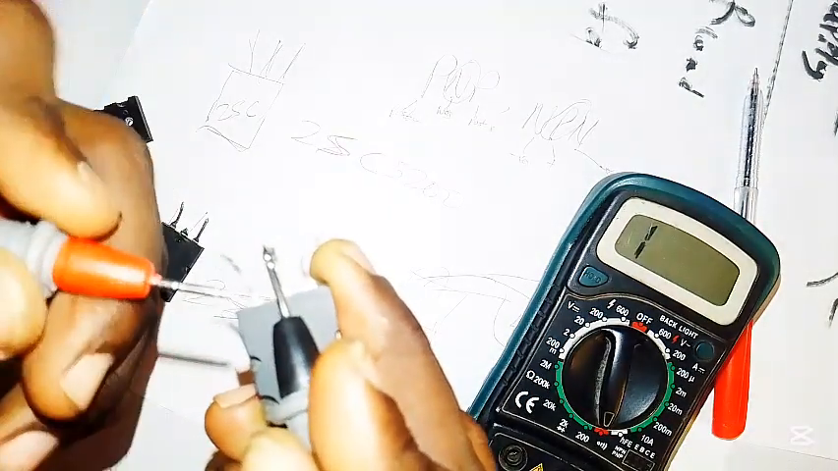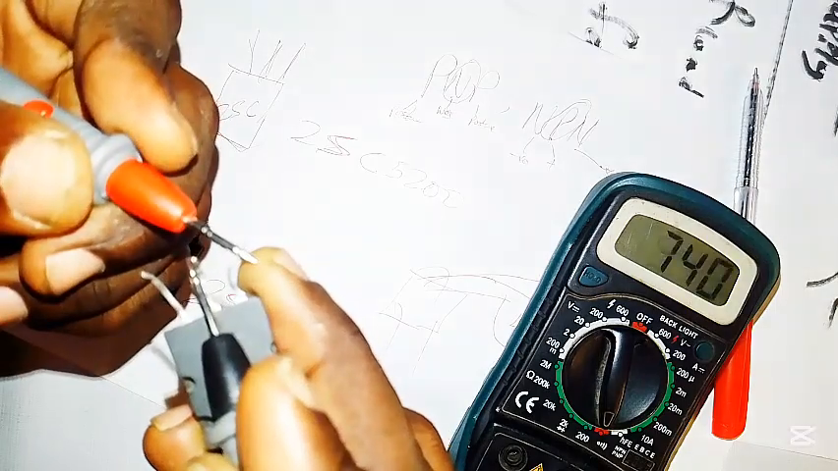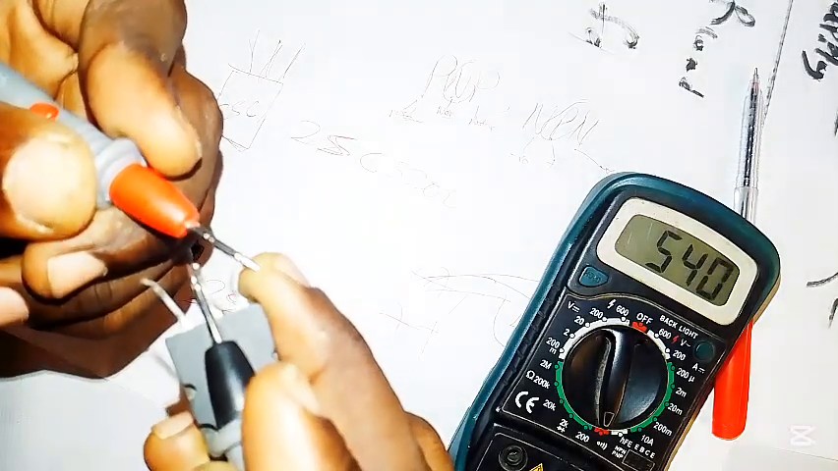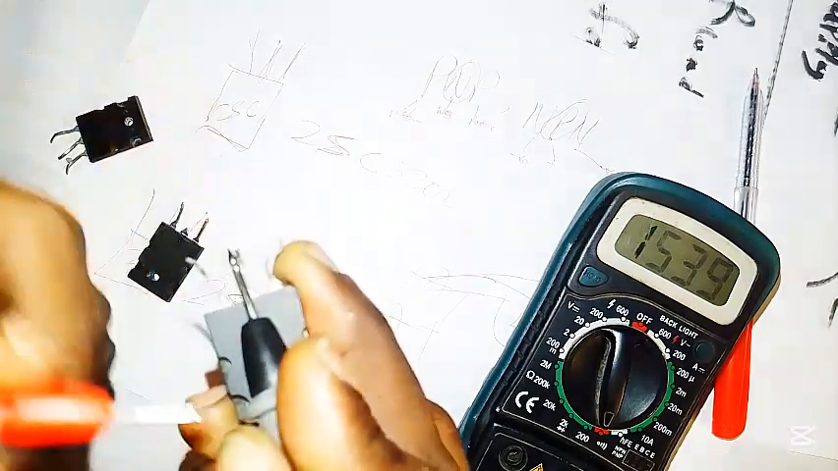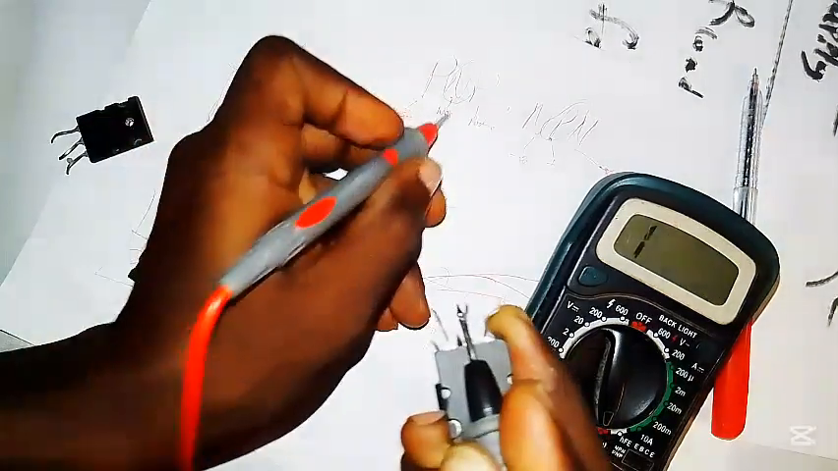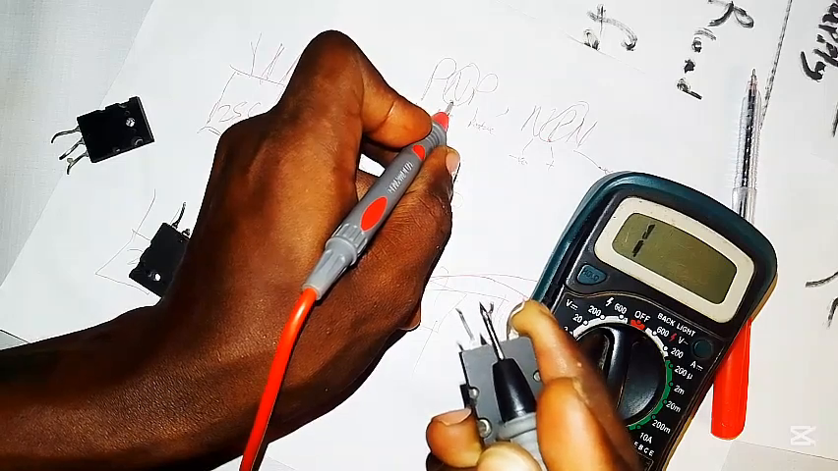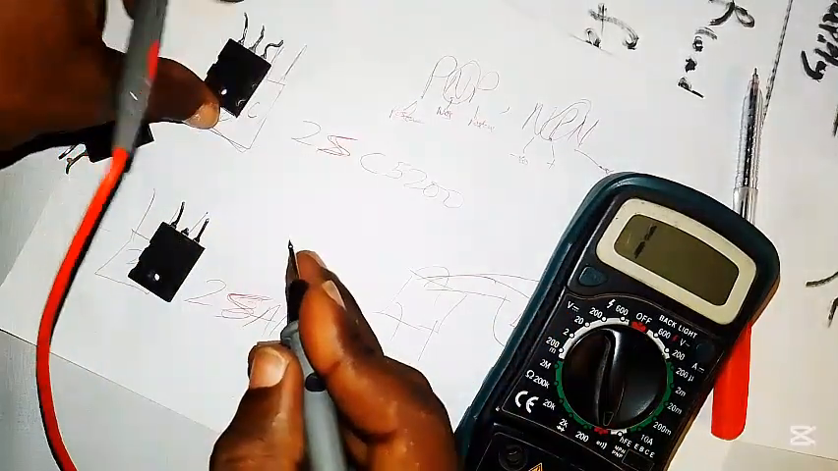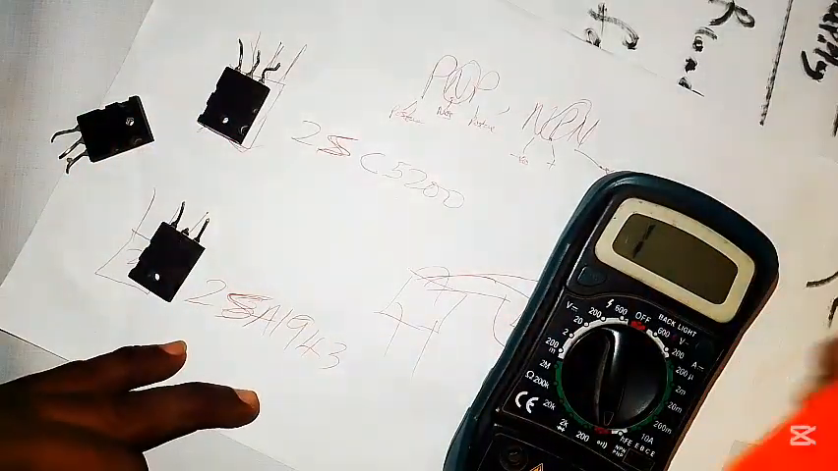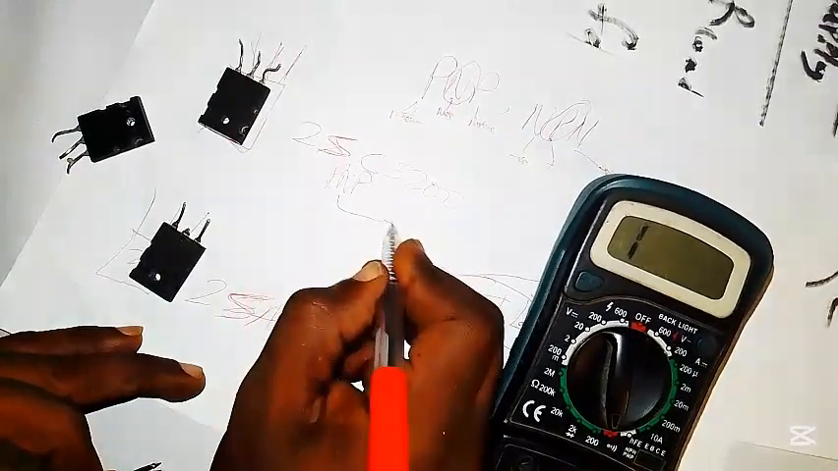So let's continue what we are trying to find out. It's not giving reading at this side. This side, you see it is giving reading. So for this one now, this transistor is good, but you can see that the middle leg is what? Is negative. So let's look at which one has negative at the middle. It is this, which is PNP. So the 2SC transistor is a PNP type. You understand? That is, it is negative.